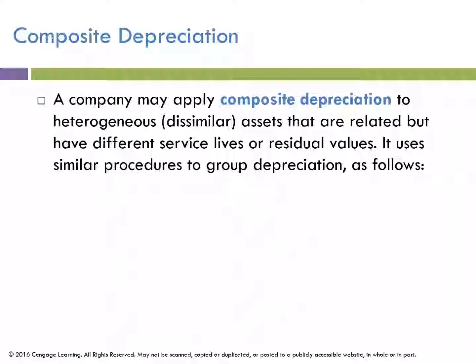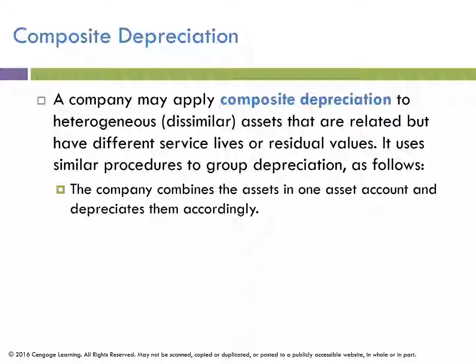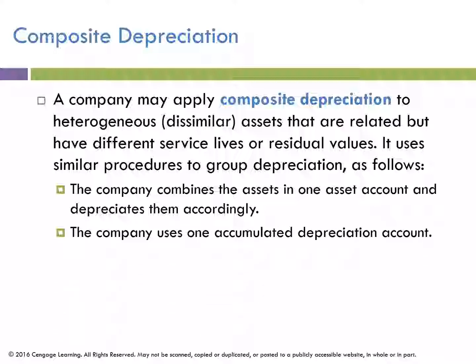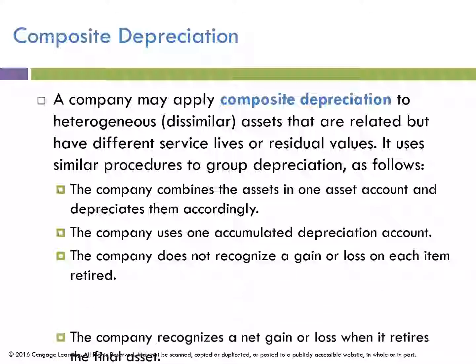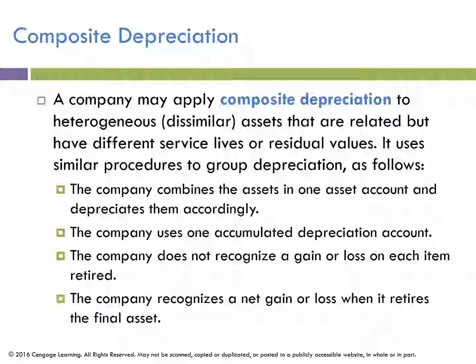Composite. A company may apply composite depreciation to heterogeneous, dissimilar assets that are related but have different service lives or residual values. It follows a similar procedure to group. It combines the assets in one account and depreciates them accordingly. It uses one accumulated depreciation account, just like we saw, and it doesn't recognize a gain or loss on each item retired. It recognizes an overall gain or loss when it retires the final asset.